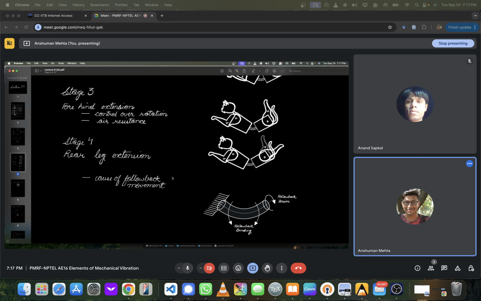So when it flexes its hind leg, it creates a domino effect, which gives the follow back movement, and that is the moment where two out of its four limbs come to the downward position. So hence it lands. So today you know how a cat lands from very high buildings to the ground and still they are alive.